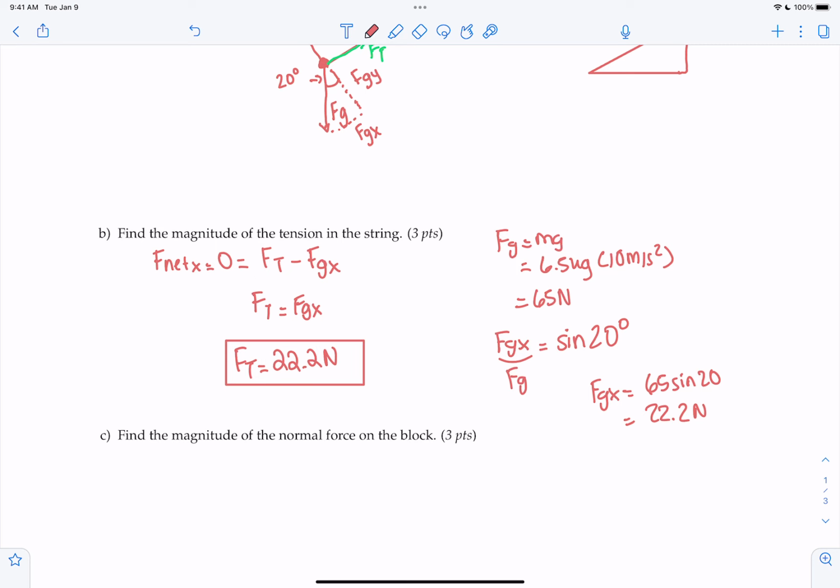So, if I were to ask you, for example, individually, what's the force of gravity here? I wouldn't be able to just say 65 newtons. I'd have to say negative 65. Well, actually, no, I take that back.